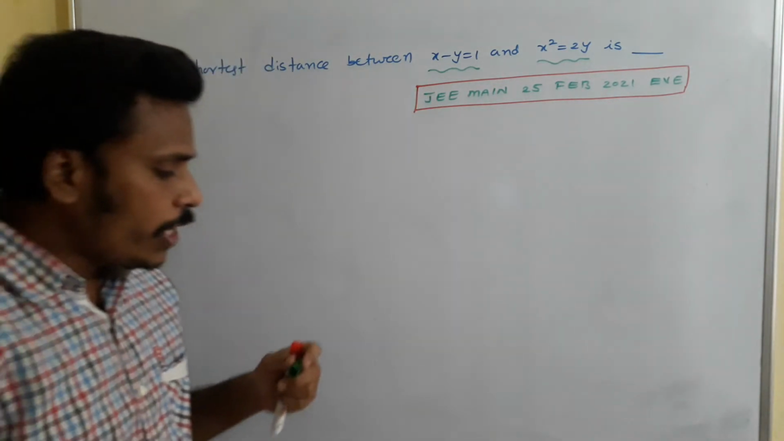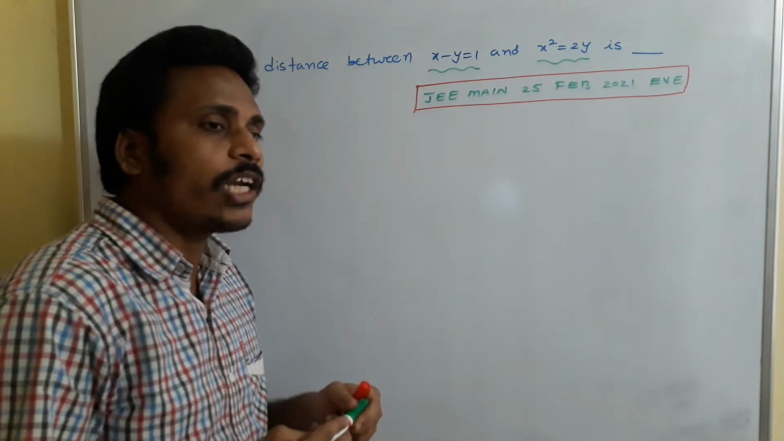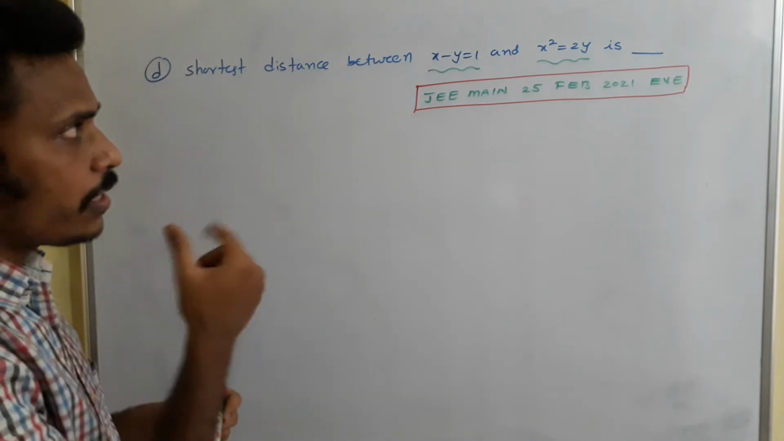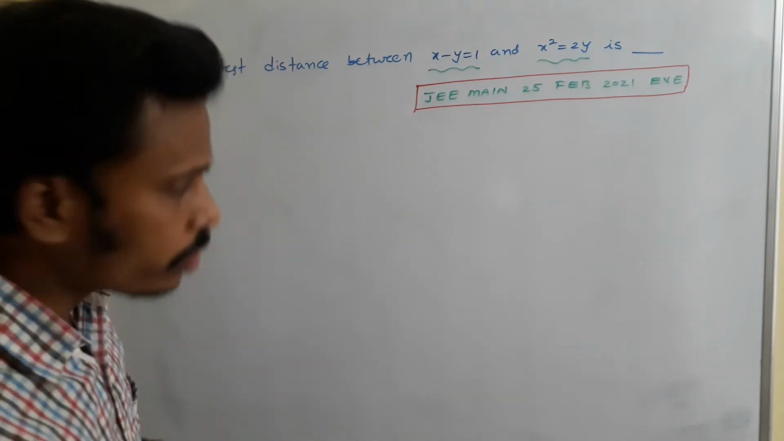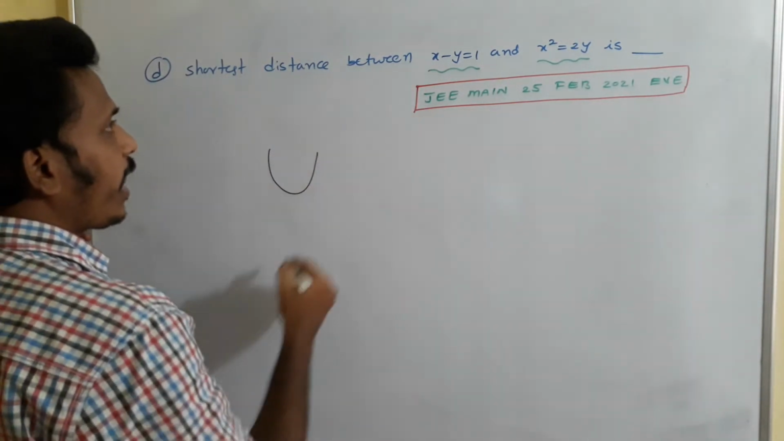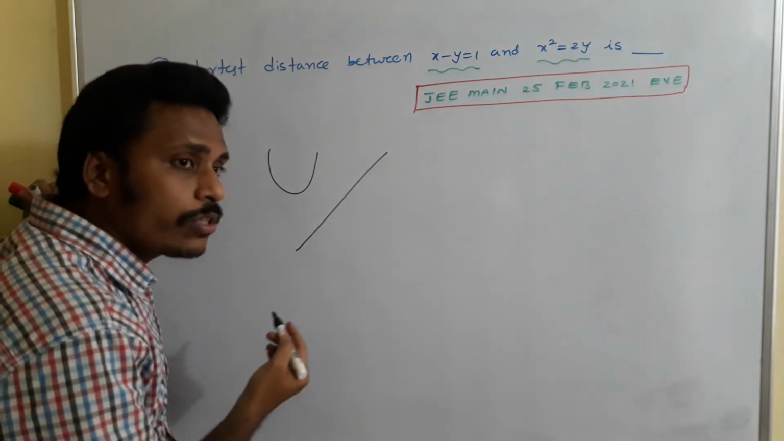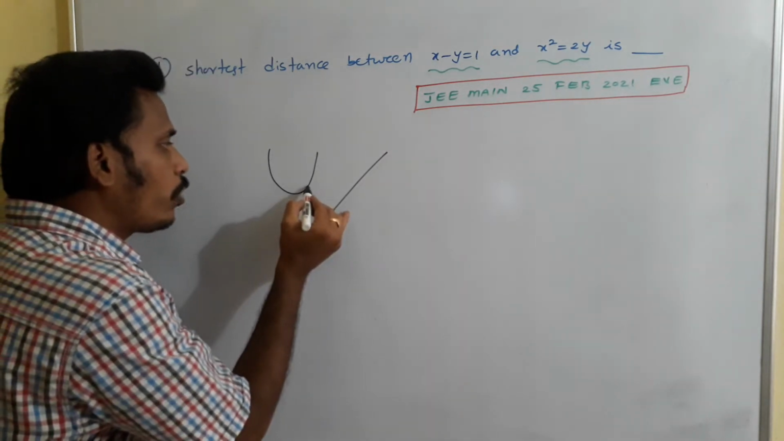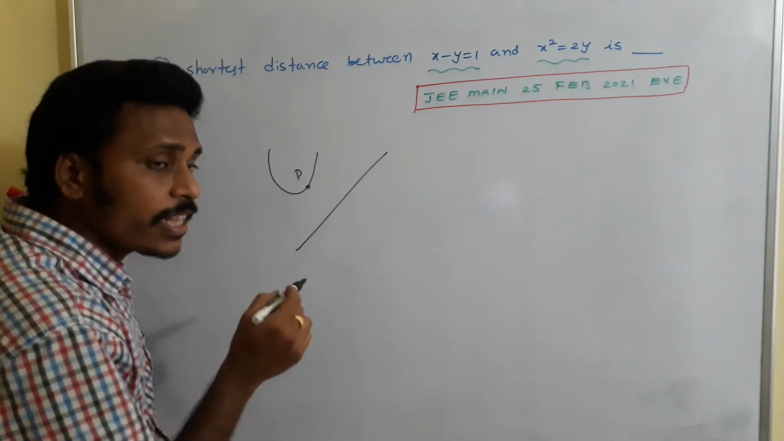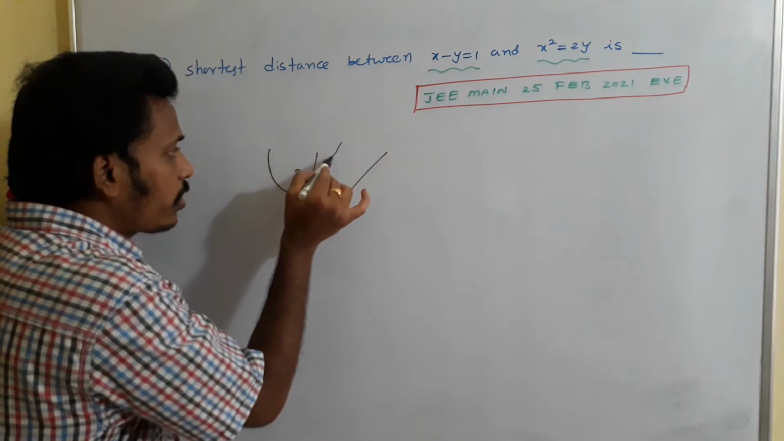We already learnt in our regular class that the shortest distance is always along the common normal. As per that, suppose the curve x square is equal to 2y is like this, and the line x minus y is equal to 1 like this. Since we are trying to find the shortest distance, we need to take a point P on the curve. At this point P, the shortest distance is along the normal. That is the sense of shortest distance.